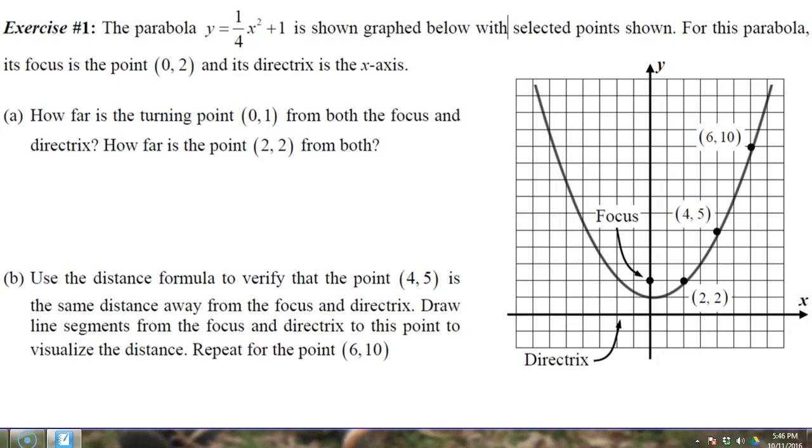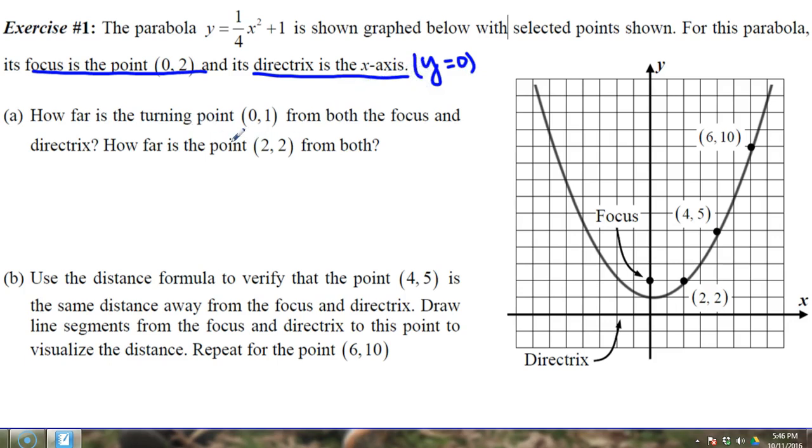First scenario here gives us a parabola already, and it gives us the function. Okay, so it says this is the function y equals 1/4 x squared plus 1. It gives us the focus, and you can see that it's at the point 0, 2. You can see the directrix is the x-axis, as it says. And our task, first off, just underline those 2 facts. Focus is at 0, 2. Directrix is the x-axis, which we could refer to as the line y equals 0.